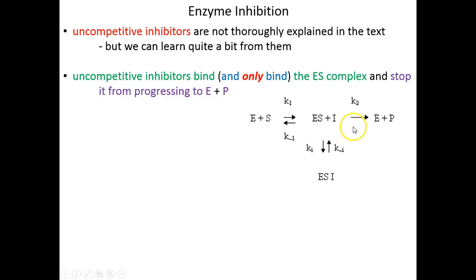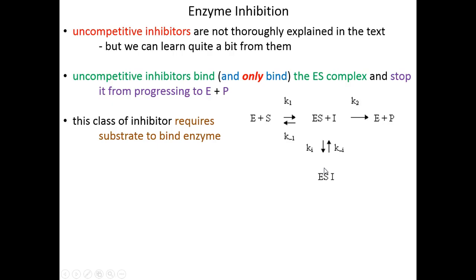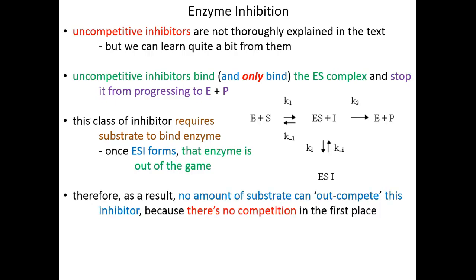So here we see that the inhibitor can only bind to the ES complex. It almost bear hugs the ES complex. The inhibitor cannot bind to enzyme alone. It cannot bind to substrate. It can only bind to enzyme substrate complex. This class of inhibitor requires the substrate to bind to the enzyme first, and only then can it exert its inhibitory effect. Once inhibitor binds to the enzyme substrate complex, that enzyme is out of the game, at least temporarily, and we cannot proceed towards product.